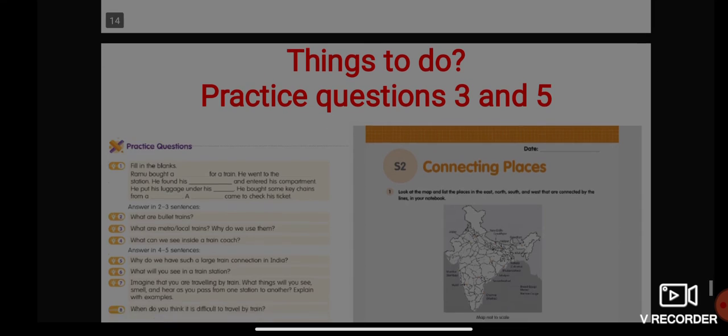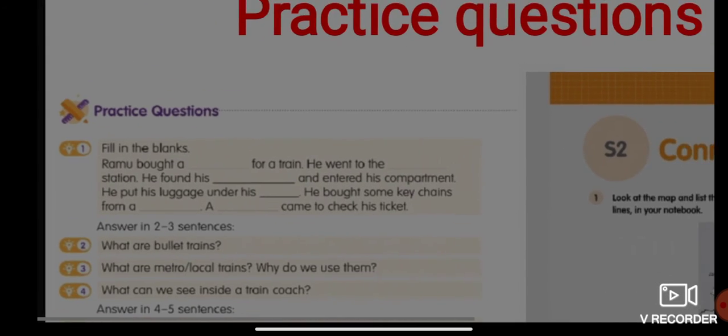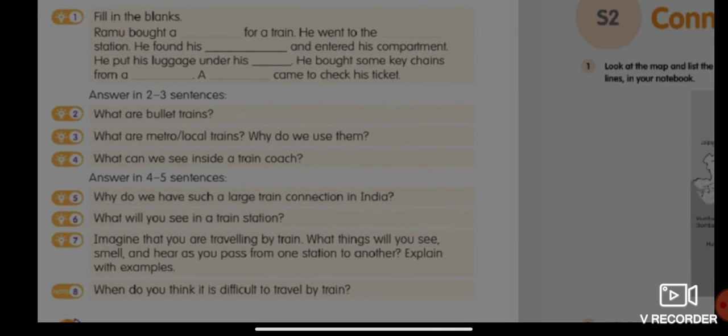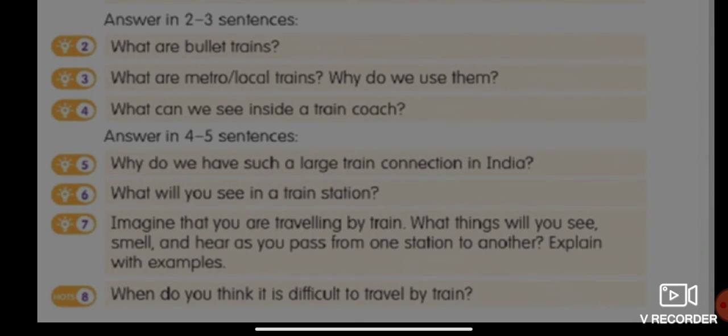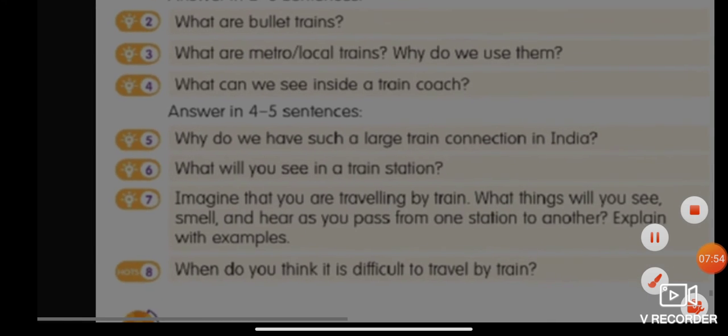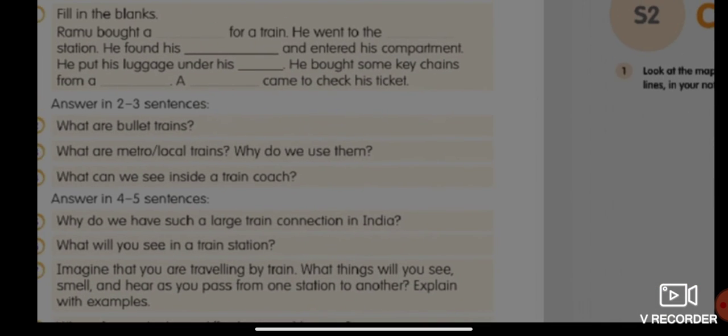So, things to do for today: practice questions number 3 and 5. Practice question number 3 is: what are metro local trains? Why do we use them? And practice question number 5: why do we have such a large train connection in India? Those are the two questions that you need to do.